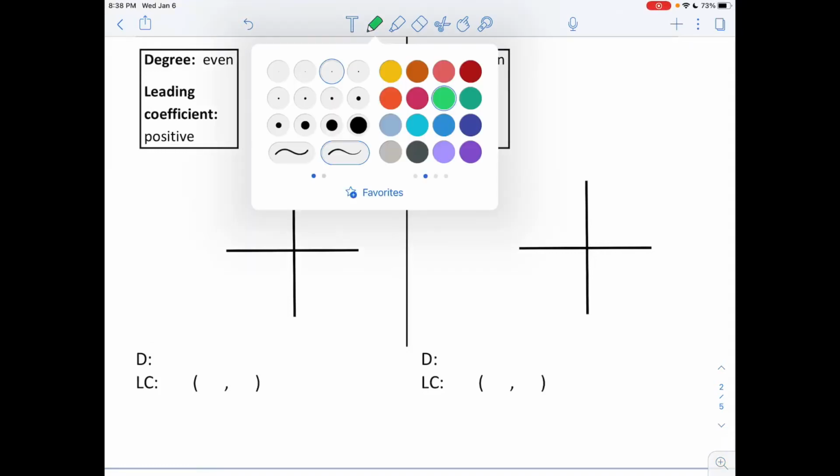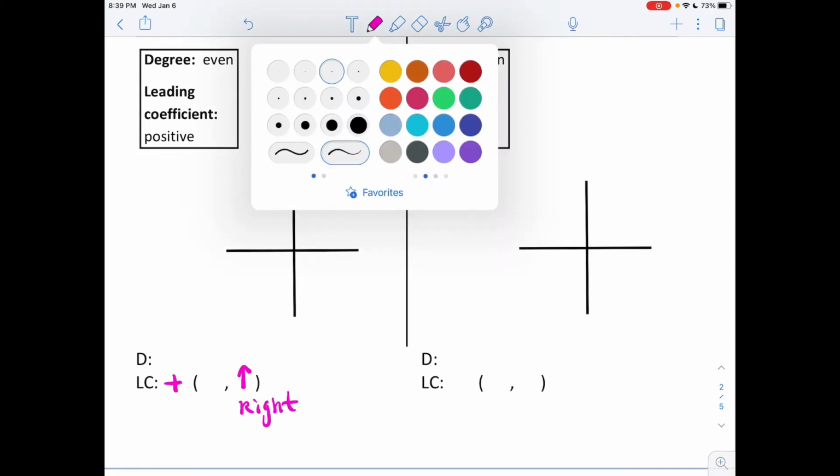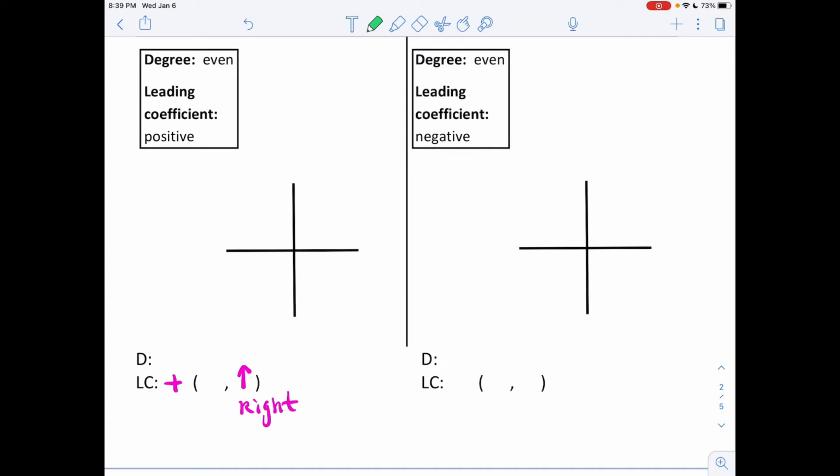Now let's look at our even degree functions. First, we'll look at an even degree and a positive leading coefficient. Remember again that our positive leading coefficient means that our right arrow is going up. The leading coefficient always tells us about the right arrow only. The way we know which direction the left arrow is going is from our degree. When our degree is even, the arrows point the same direction. So this one is also going up on the left.